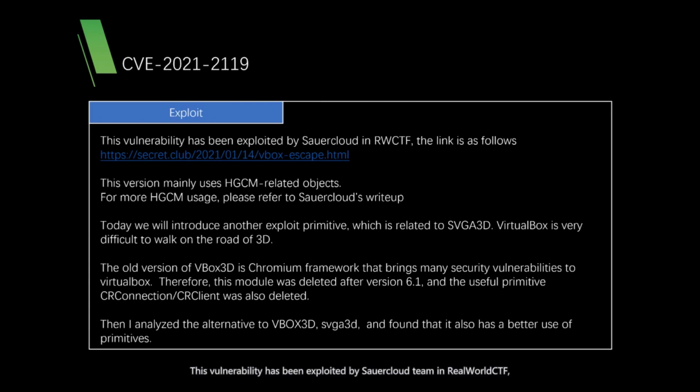This vulnerability has been exploited by the SauerCloud team in a real-world CTF. The write-up link is as follows. Their version mainly uses HGCM-related objects. For more HGCM usage, please refer to SauerCloud's write-up. Today, we will introduce another exploit primitive, which is related to SVGA 3D.